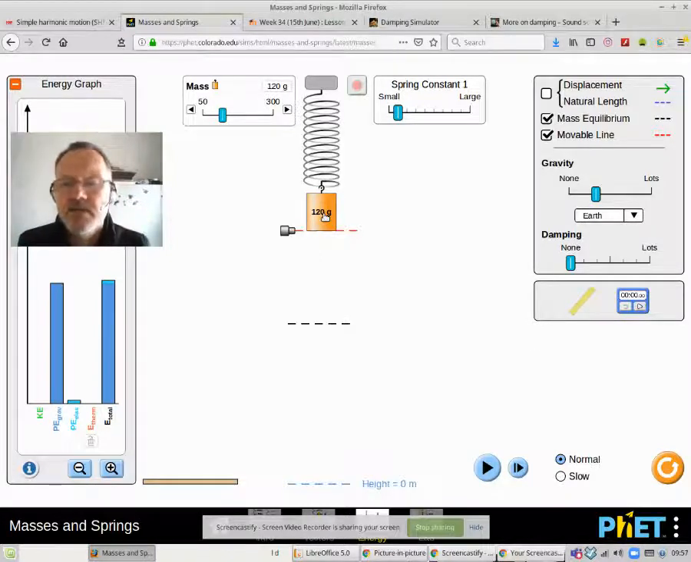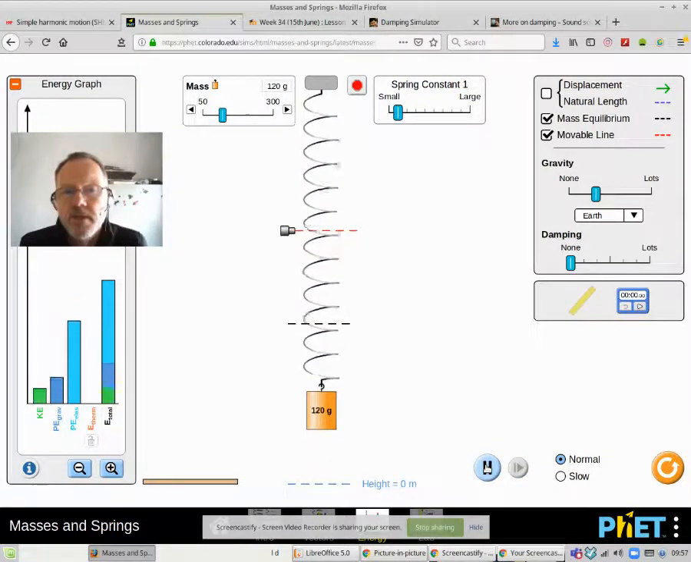The system says that there's no damping. We haven't really discussed what that means yet, but we've got 0 damping at the moment. And over on the left-hand side, I'm not going to spend too much time on this today, but there is a breakdown of the energy as the oscillation takes place. So I'm going to press the play button, and we'll just watch what happens for a second.